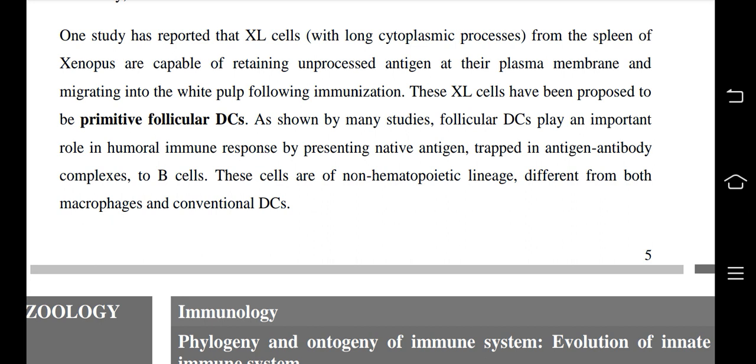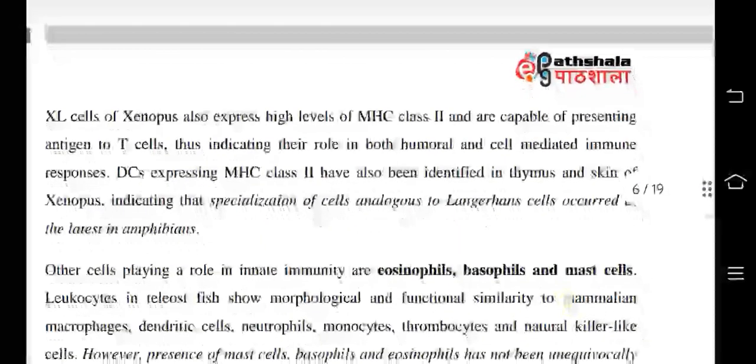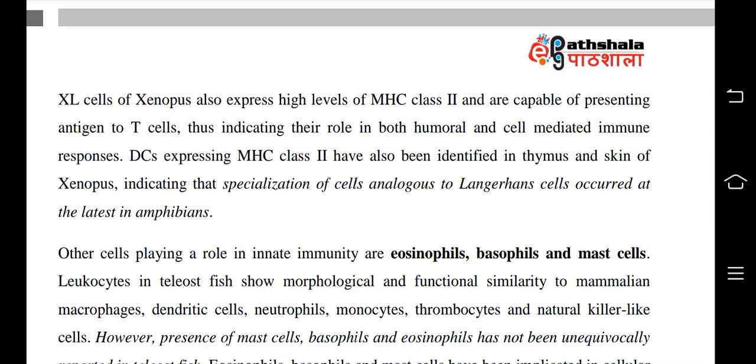These cells are of non-hematopoietic lineage, different from both macrophages and conventional dendritic cells. XL cells in Xenopus also express high levels of MHC class II and are capable of presenting antigen to T cells, thus indicating their role in both humoral and cell-mediated immune response. Dendritic cells expressing MHC class II have also been identified in thymus and skin of Xenopus, indicating that specialization of cells analogous to Langerhans cells occurred at the latest in amphibians.